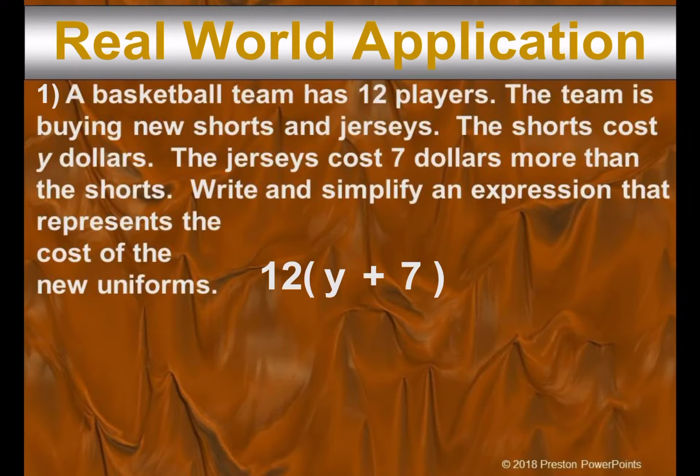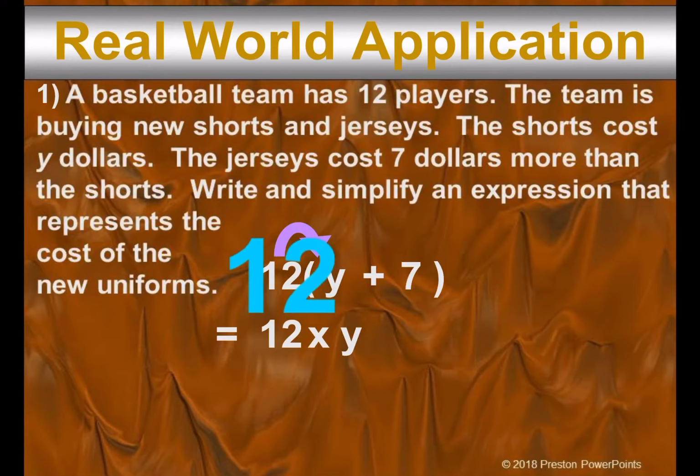So a basketball team has 12 players. The team is buying new shorts and jerseys. The shorts cost Y dollars. The jerseys cost $7 more than the shorts. Write and simplify an expression that represents the cost of the new uniform. So we have 12 and then in parentheses Y plus 7.